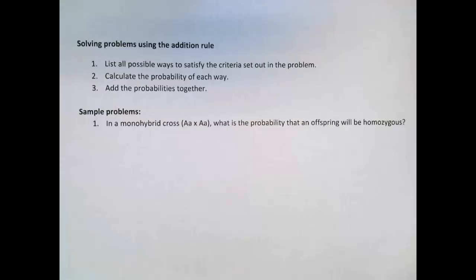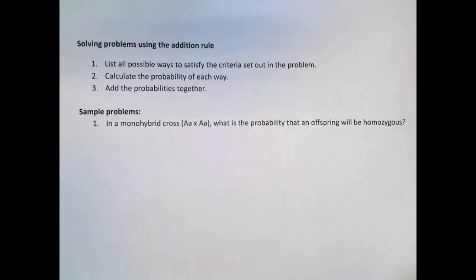So I'd like to solve 2 problems using the addition rule. Sometimes these problems can get a little bit tricky, and so I set out 3 steps of how to solve problems using these addition rules. So the 3 steps are, first, to list all the possible ways to satisfy the criteria in the problem. Second, to calculate the probability of each way. And then number 3, you add those probabilities together.